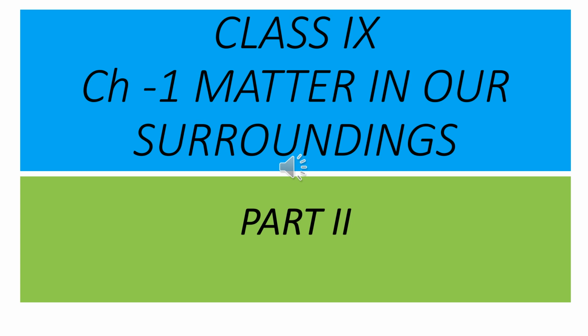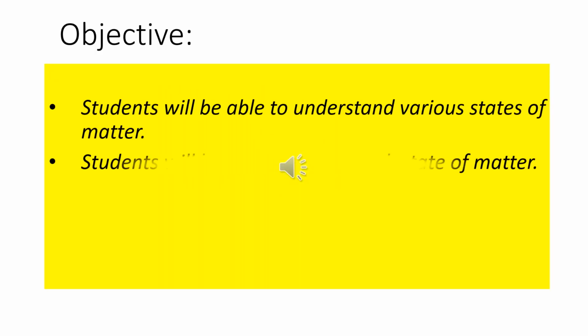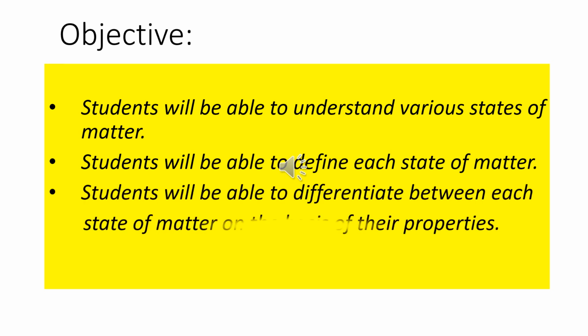This is a video of Science Chapter 1 Matter in Our Surroundings Part 2. By the end of this video, students will be able to understand various states of matter. They will be able to define each state of matter. Students will also be able to differentiate between each state of matter depending upon their properties.